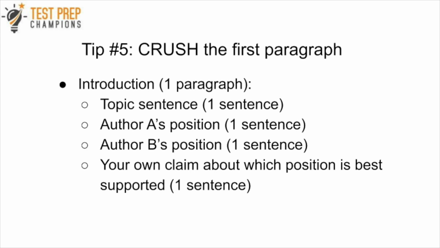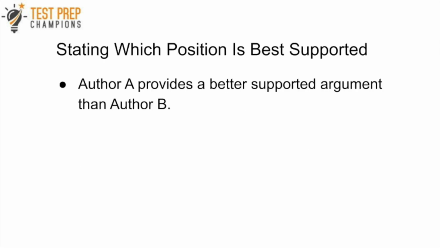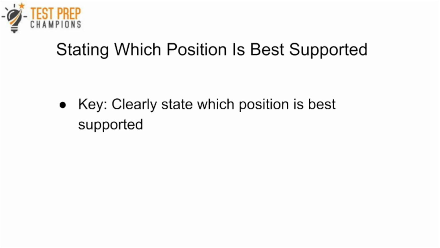You're going to be deciding after you read the passages which one has the strongest evidence, which author's position is best supported by the evidence in the passage, and you're just going to state that in the final sentence in the first paragraph. Here's a great way to state which position is best supported: you can just say author A provides a better supported argument than author B. For example, you could say the letter provides a better supported argument than the editorial if they don't give you names. The key with that last sentence is just to clearly state which position is best supported. It doesn't have to be any brilliant, amazing masterpiece. Just state which position is best supported and which position you're going to be arguing in favor of throughout your essay.